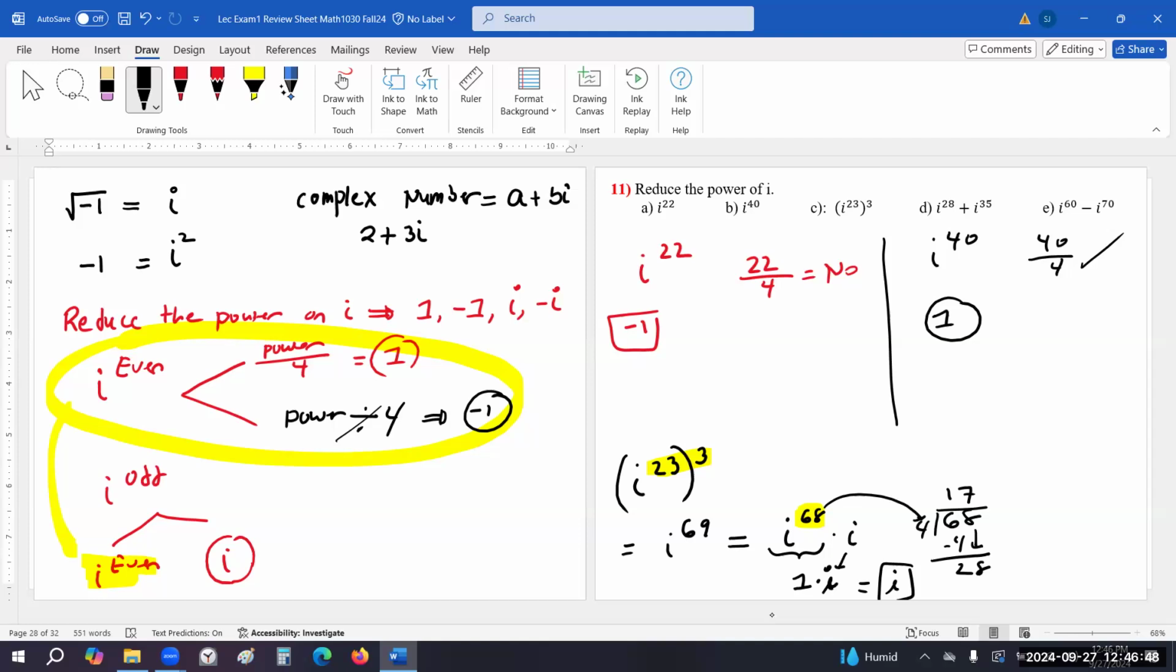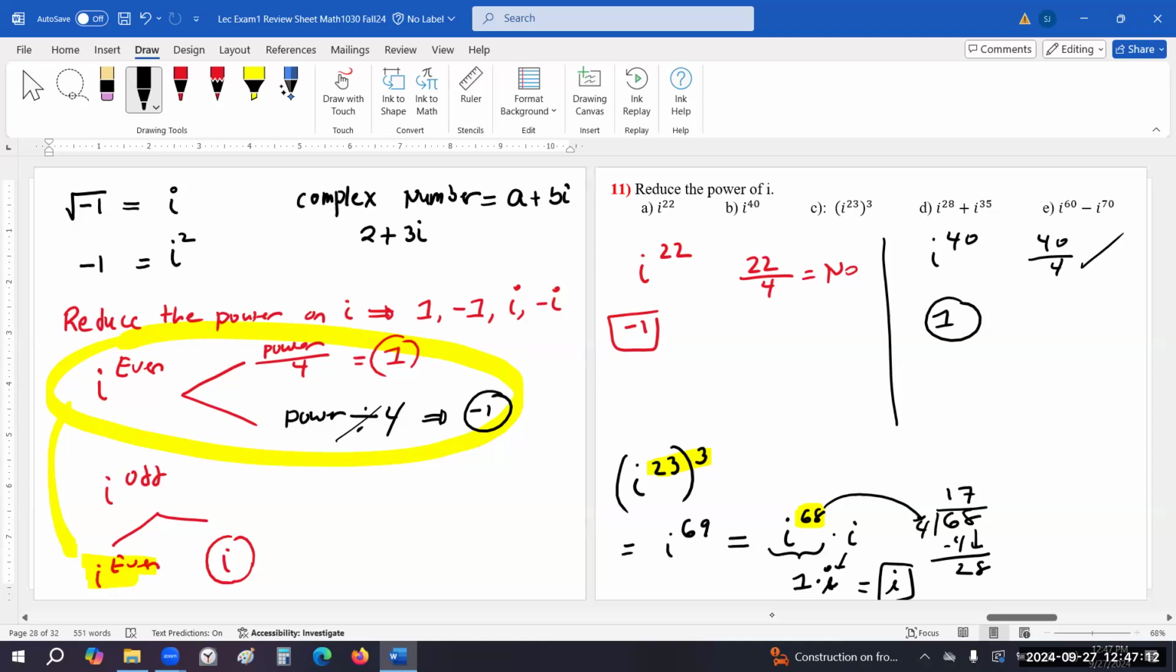So if you can't divide it by 4, it's -1? Yes, if you cannot divide the power by 4, then the answer is -1. But if you can divide the power by 4, the answer is +1. And then for even powers, see, here we have even power, here we have even power. So we apply the rule directly.